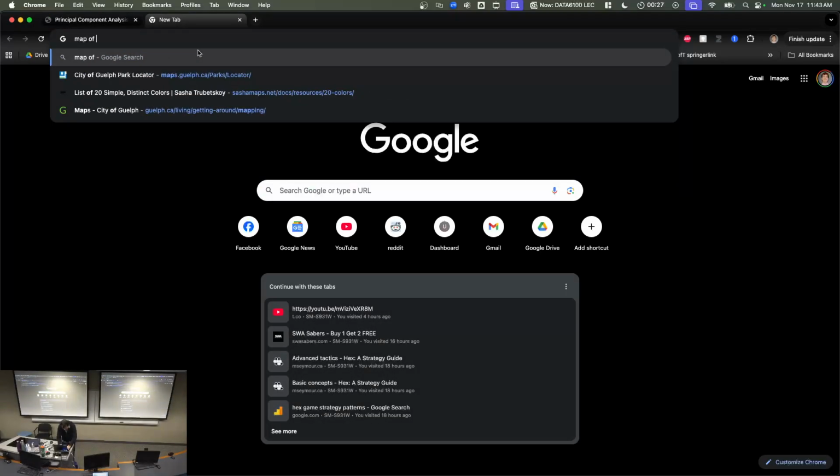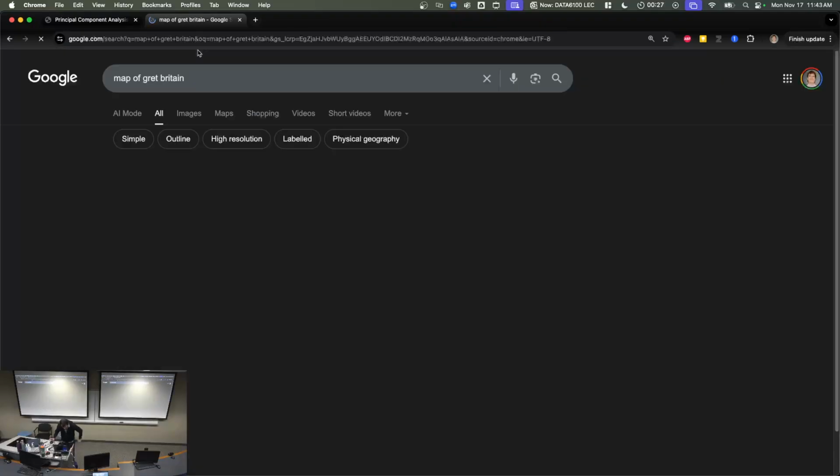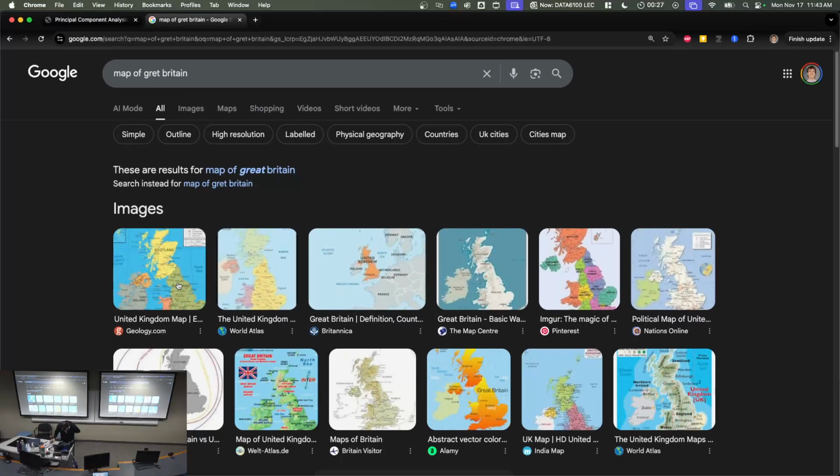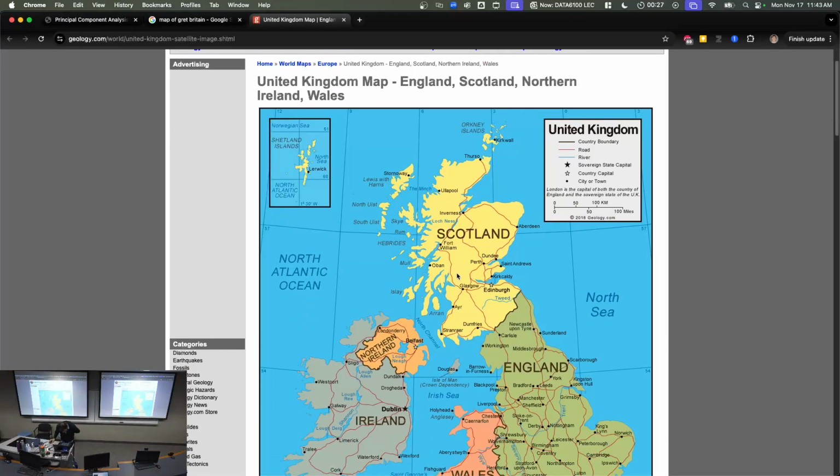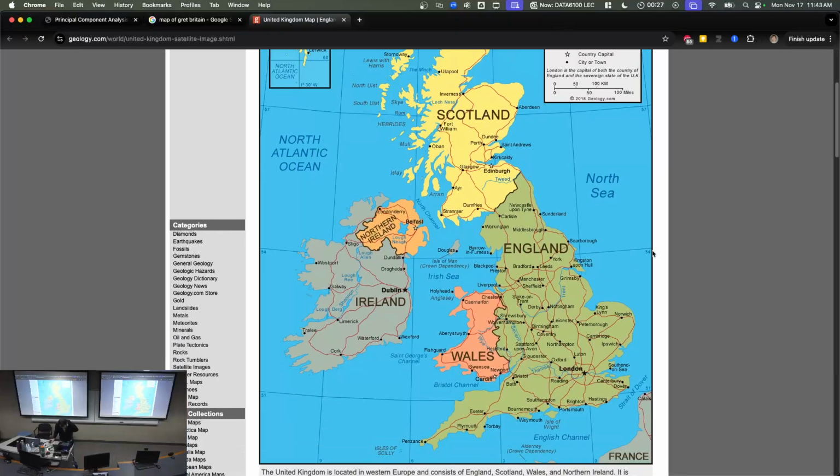Map of Great Britain. Okay, this is a beautiful, beautiful little map over here. So this big island is called Great Britain, and Great Britain is split up into 3 parts: England, Scotland, and Wales. Like we said, the 3 countries. But there is another part of the United Kingdom, this little guy over here, not on Great Britain, on its own island, called Northern Ireland.